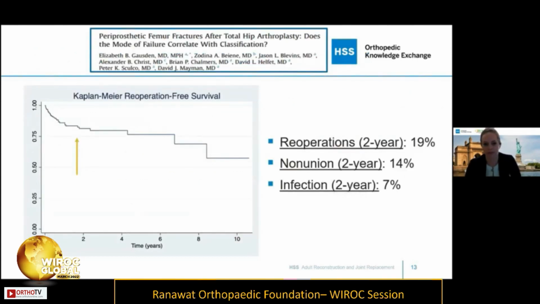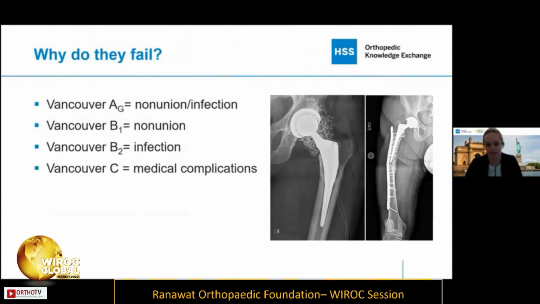When we look at all comers at HSS, so all periprosthetic fractures over a 10-year period, again, the results are pretty sobering. We found that the reoperation within 2 years of any periprosthetic femur fracture was 19%. So nearly 1 in 5 patients is going to have to go back to the OR if you take them for surgical fixation or revision of a periprosthetic femur fracture. And I think the biggest thing I've learned about that group in the past 2 years has been they fail for different reasons, and they fail for different reasons according to the fracture pattern they have.